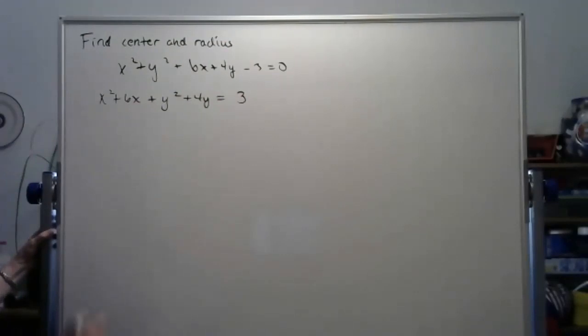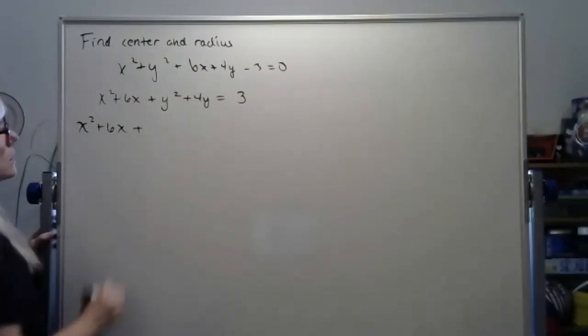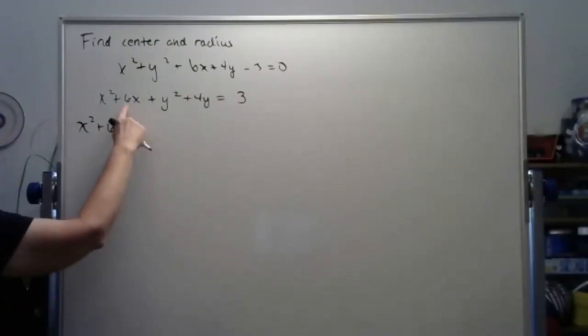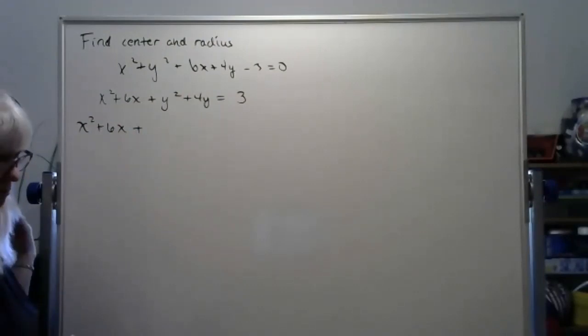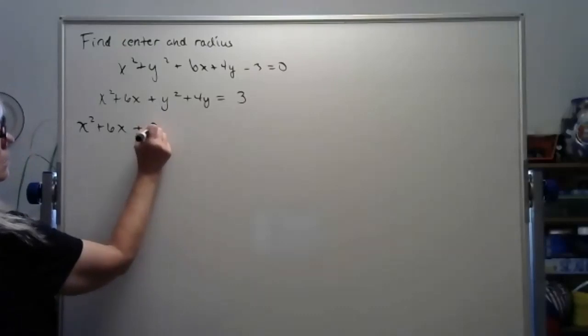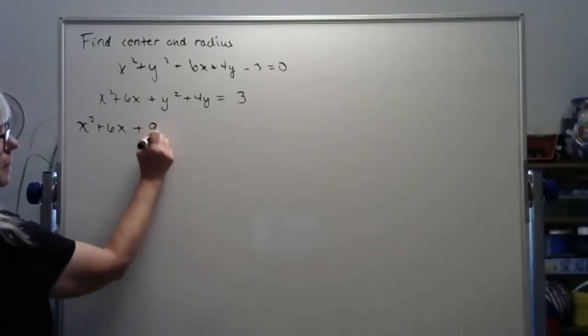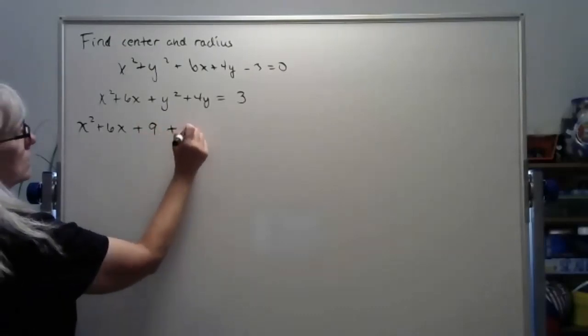Okay, now we'll come in and complete the square. So we have x squared plus 6x plus. Okay, so now we're going to do the completing of the square. Half of 6. So what's half of 6? And then we're going to square that. So 3 squared is 9. Yes. Okay, now we'll keep going.